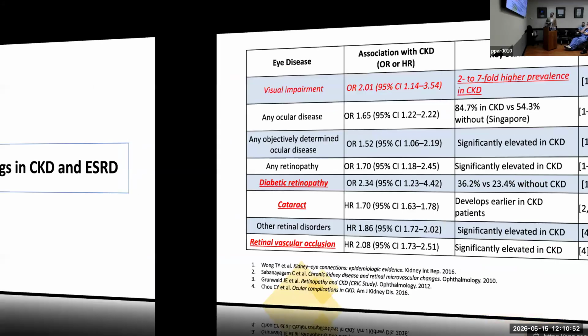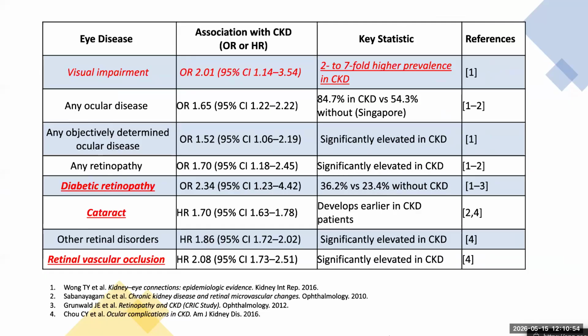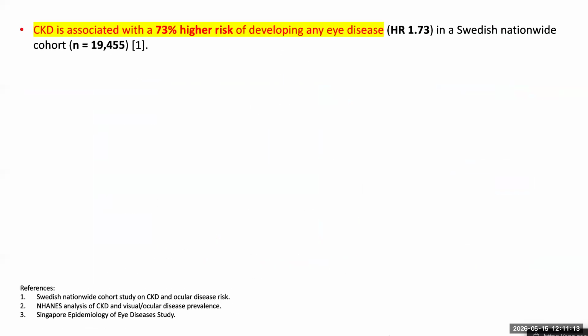Okay, now I'm moving to the second part of my objective, recognizing the ocular findings in CKD and ESRD patients. So why are we studying all these things? Because in CKD and ESRD patients, the visual impairment is 2 to 7 times higher than the general population. Diabetic retinopathy is definitely higher in CKD patients, as well as cataract and retinal vascular occlusions. So we do see some involvement.